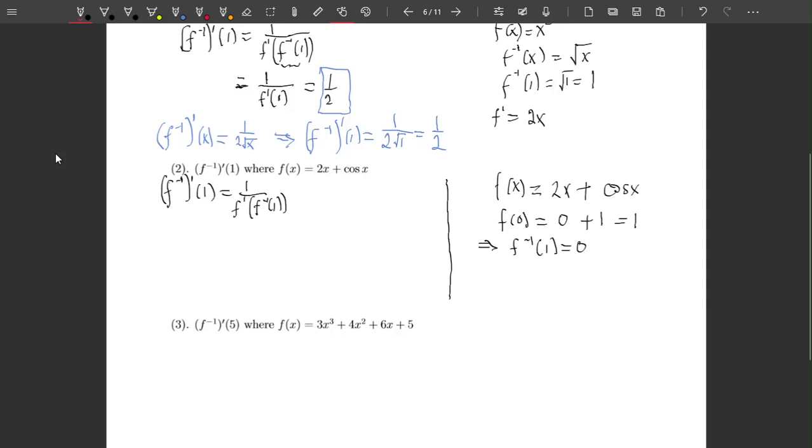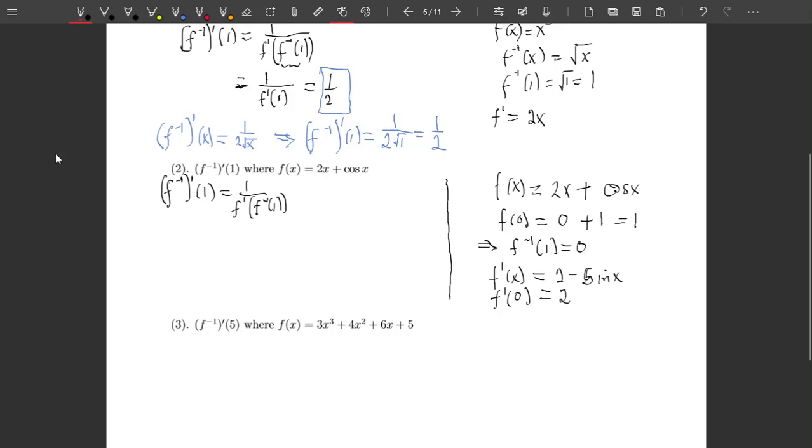Many of the problems you encounter, you have to make the observation of how to find the inverse of a given function at a particular point. So we found that f inverse of 1 is equal to 0. The next thing we need is f prime at this point. So my f prime of x, differentiating f of x, is going to be 2 minus sine of x. And my f prime of 0 will just be equal to 2 because sine of 0 is 0.